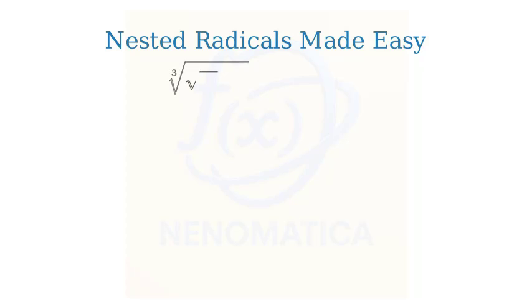In this lesson, we will simplify a nested radical expression using a smart substitution and the cube expansion identity. Here is the problem. We want the exact value of the cube root of the square root of 50 plus 7 minus the cube root of the square root of 50 minus 7.